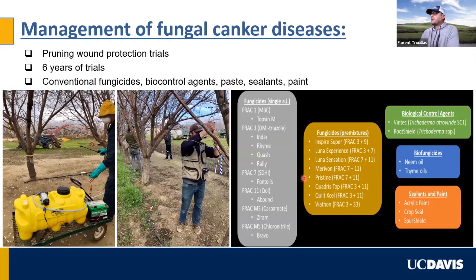So over the years, my lab, with funding and support from the Almond Board of California, engaged in field trials to determine what product may be best to protect a pruning wound. We worked with a lot of conventional chemical fungicides that are registered in almonds. We looked at biocontrol agents. We looked at paste and sealant, and ran, I don't know, to this point 6 to 8 field trials to determine what product worked best for protection of pruning wounds.